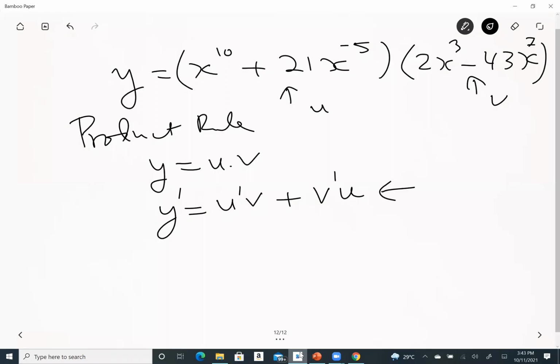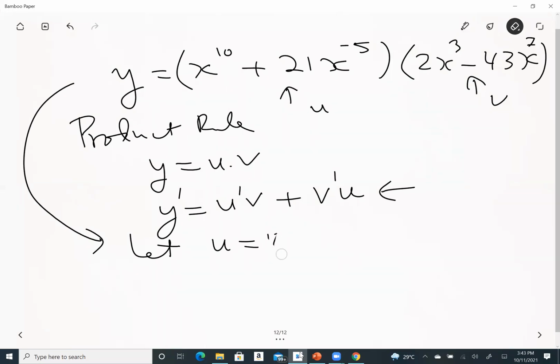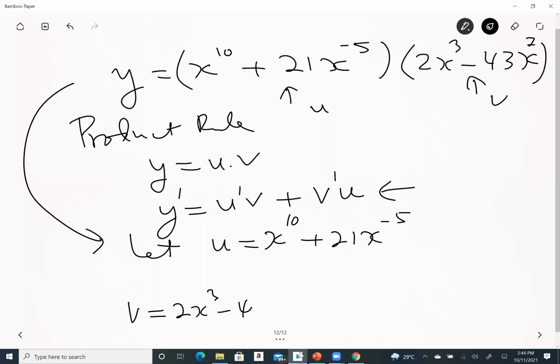All right. So now, how do you do the derivative? In order for you to do the derivative, you have something like that. You let u be the first term. So you let u be the first term: 10x to the power of 10 plus 21x to the power of -5. And then you let v be equal to 2x cubed minus 43x to the power of 7.